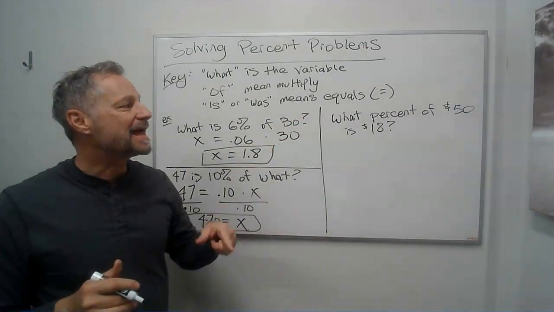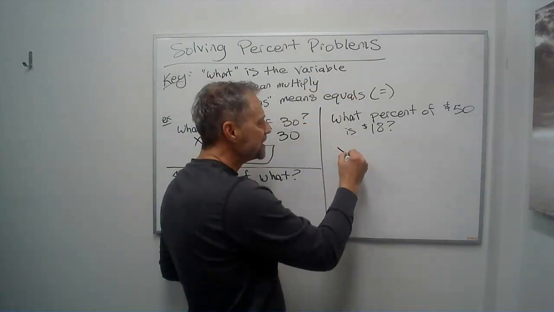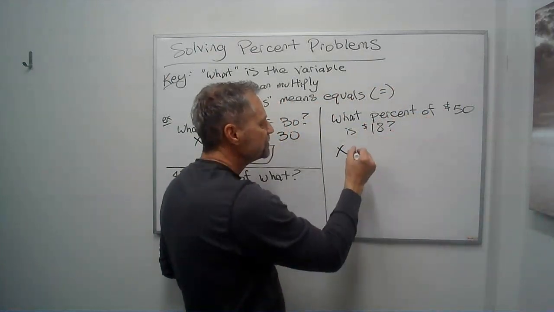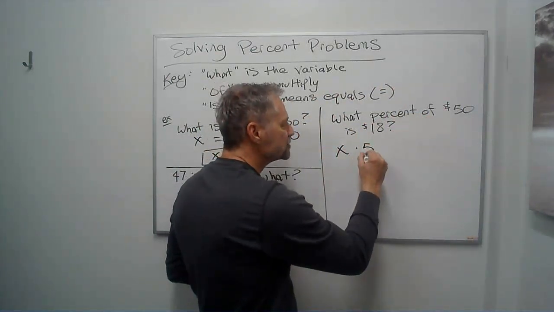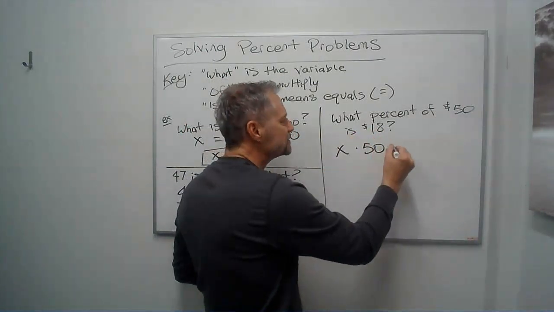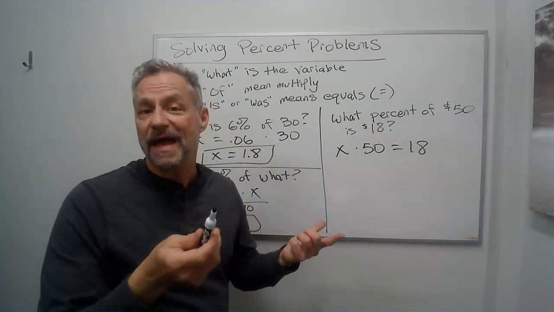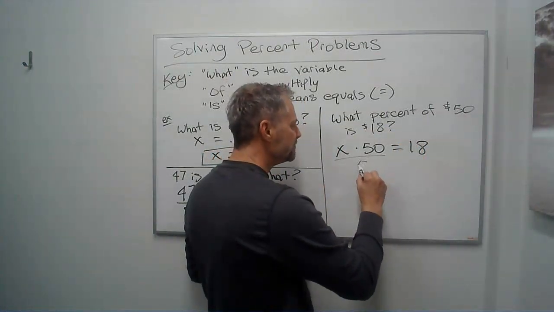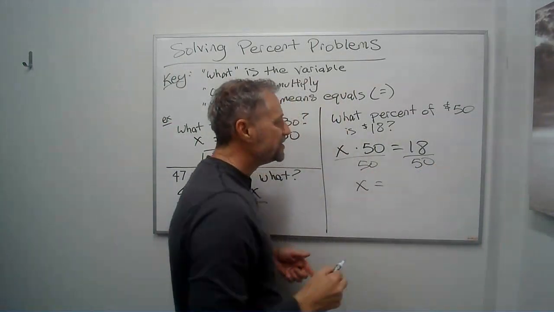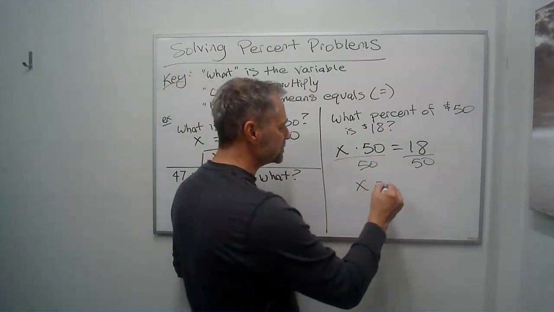Okay. And then lastly, what percent of $50 is $18? What? That's my x. I'll change it to a percent of my answer. Of times $50. And you can put the dollar sign in here. I usually wait till the end. Is equals 18. Again, a little quick algebra to finish this one off. Divide both sides by 50. Notice 18 over 50 is the same as 36 over 100, so it's 0.36.